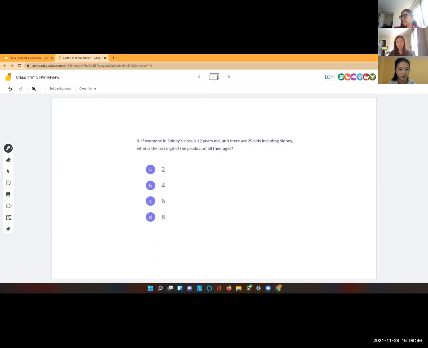Okay, so the second question, if everyone in Sydney's class is 12 years old and there are 29 kids, including Sydney, then what is the last digit of the product of all their ages? So for this one, we once again just list out the first couple powers of 12. So 12 to the first power is just 12, so that ends in the digit 2. 12 to the second power is 144, so that ends in the digit 4. 12 to the third power will end in the digit 8, and 12 to the fourth power will end in the digit 6, and after that it starts repeating all over again.